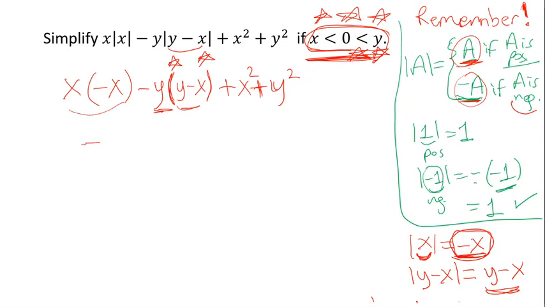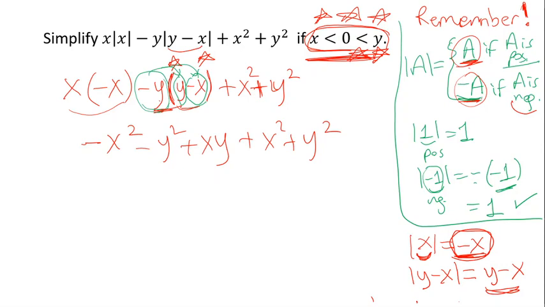Now when you do this multiplication, you get negative x squared, and a monomial times a binomial, so you multiply with their signs also. It will be negative y squared, and then this one plus xy, and then x squared plus y squared. So then, is there any cancellation? Let's see: negative x squared plus x squared, cancellation; negative y squared plus y squared, cancellation; and then we end up with xy.